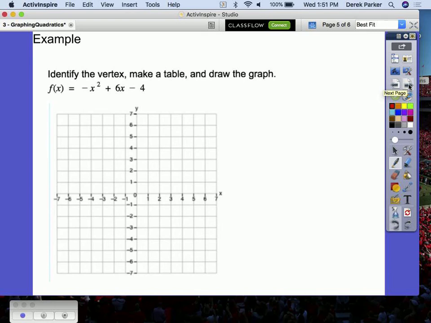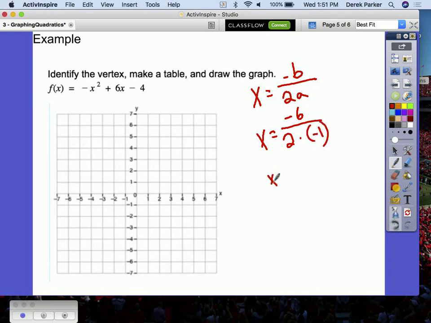Okay, so let's go with this one: -x squared plus 6x minus 4. My first step here is to find the vertex. Again, I'm using x equals -b divided by 2a. Now remember, that is -b. So we're going to plug in x equals, it's like saying -1 times b, and I get -6 over 2 times negative 1. I get x equals negative 6 divided by negative 2. Negative divided by negative is a positive, and I get x equals 3.